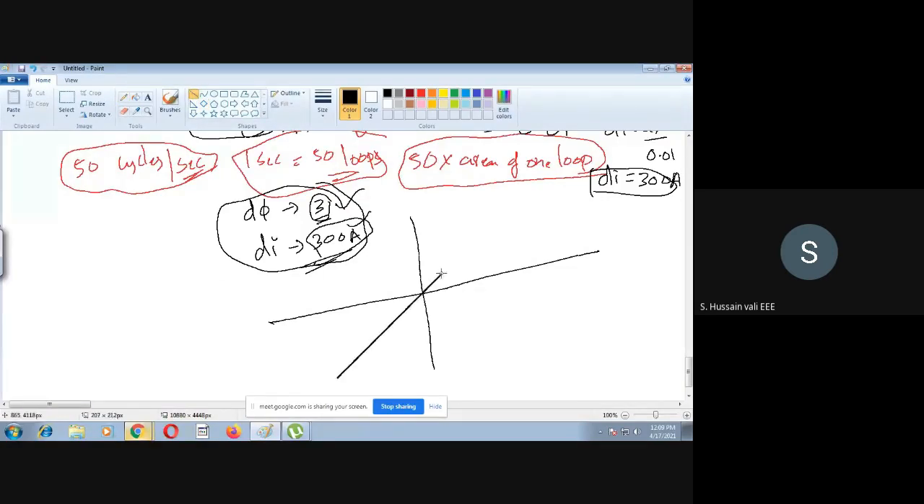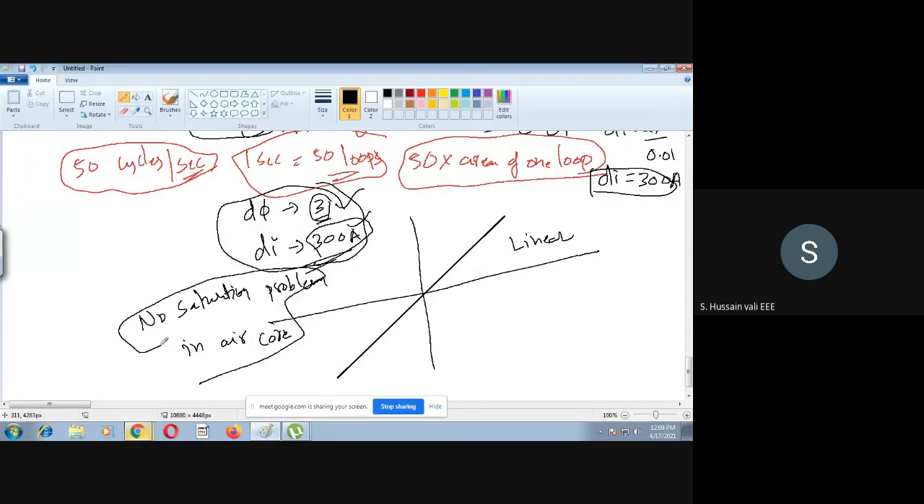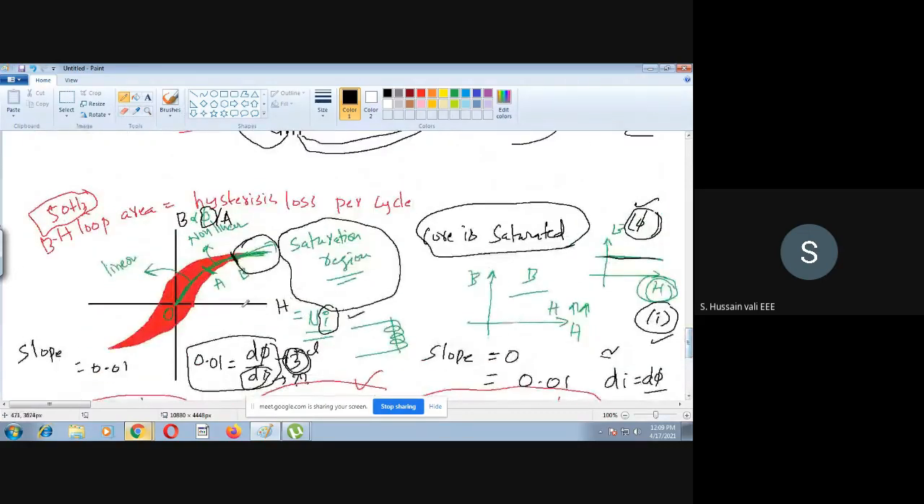You don't find any saturation region in the air core transformer, because in an air core transformer the BH graph is linear. So it always goes like this. There is no saturation problem in the air core, whereas there is a saturation problem in the magnetic core.